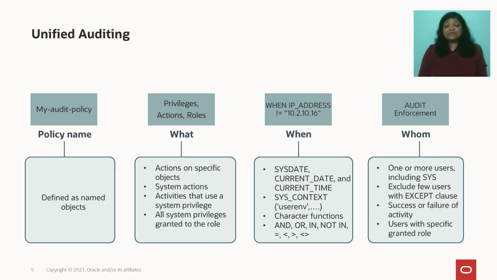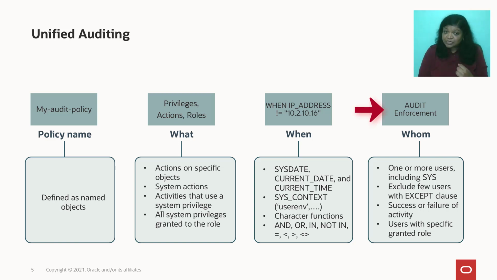With unified auditing, you can create audit policies as named objects and then define what you want to audit. Do you want to audit actions on specific objects or system actions? Do you want to audit activities that use a system privilege, including those granted to a role? Then you define conditions to make it more focused to your requirements, like using functions, using attributes in the user env namespace.